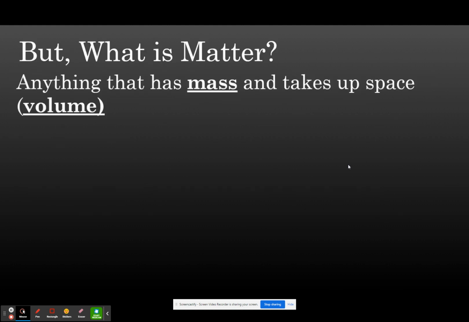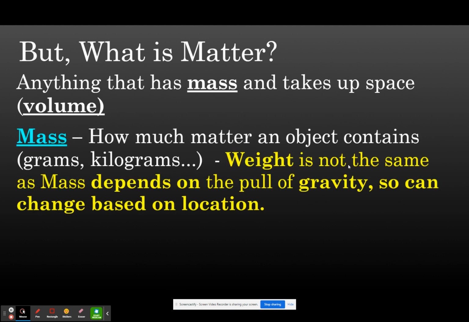Matter is anything that has mass and takes up space. That includes air, folks. Air has mass. Mass is how much matter an object contains, usually in grams or kilograms. It's very similar to weight. So your weight can be measured in grams or kilograms. But weight is not the same as mass because it depends on the pull of gravity. So weight is actually a force. If you were to go to the moon, you would weigh a lot less.